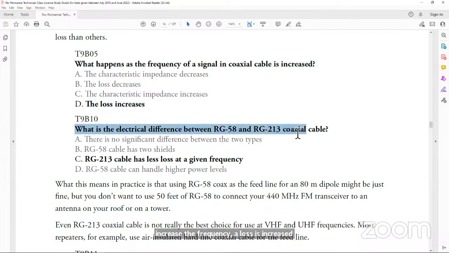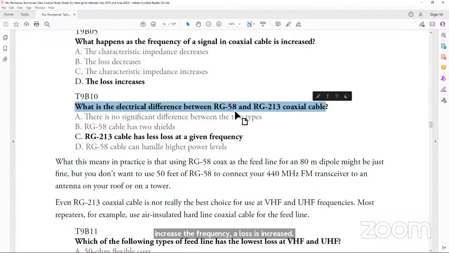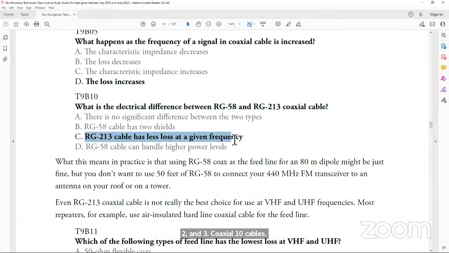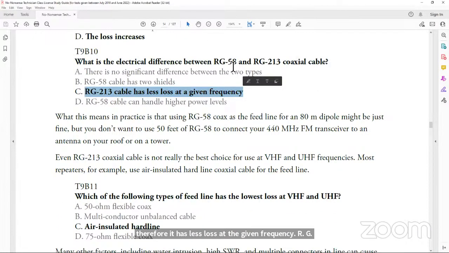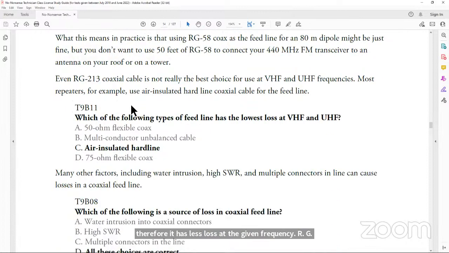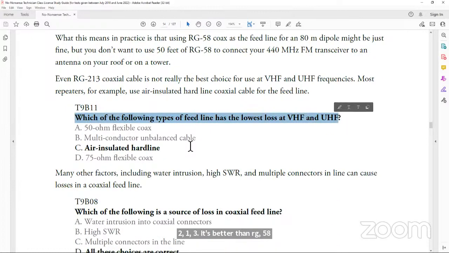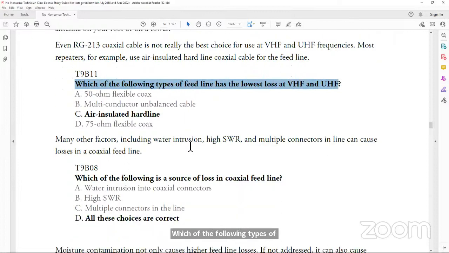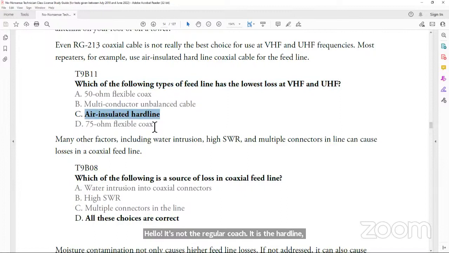All right. What is the electrical difference between RG58 and RG213 coaxial type cables? Well, we said that the RG213 is a better quality cable, so therefore it has less loss at the given frequency. RG213 is better than RG58. Which of the following types of feed line has the lowest loss at VHF and UHF? Well, it's not the regular coax, it is the hard line, the air insulated hard line. Also what we sometimes in amateur radio refer to as the trade name Heliax.